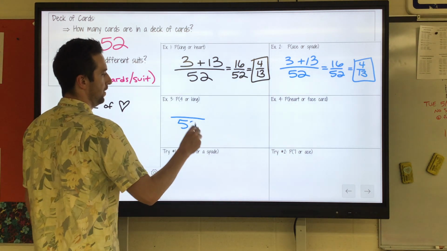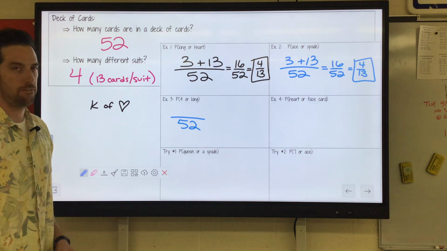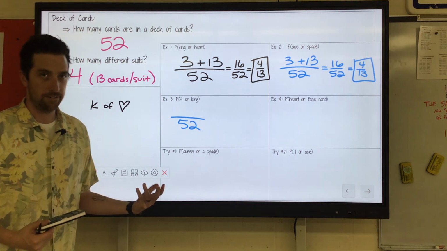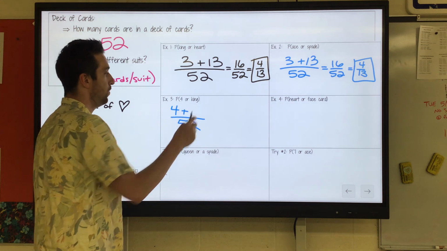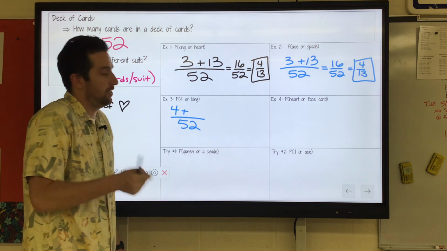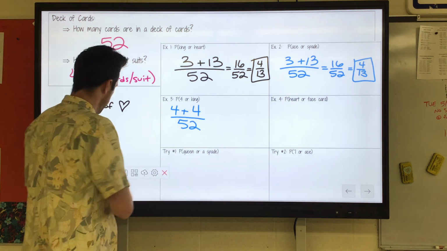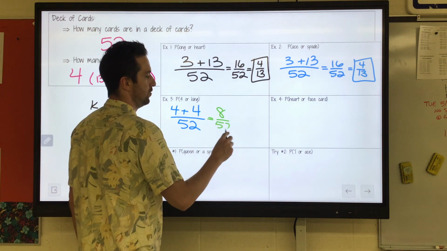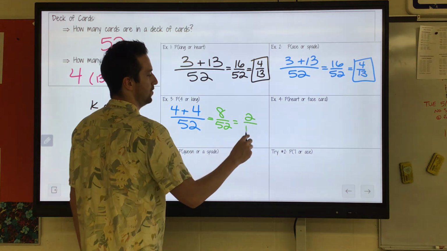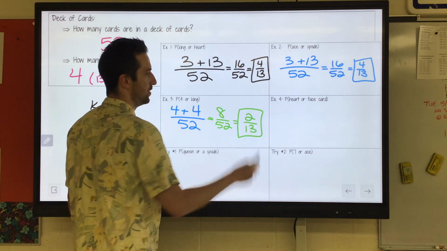All right. We want the probability we're going to get a 4 or a king. So how many 4s are in the deck? There are 4. Or it could be a king. How many kings are in the deck? 4. So if we add those up, we get 8 over 52. We could divide each of those by 4. That will give us 2 out of 13. That's cute.